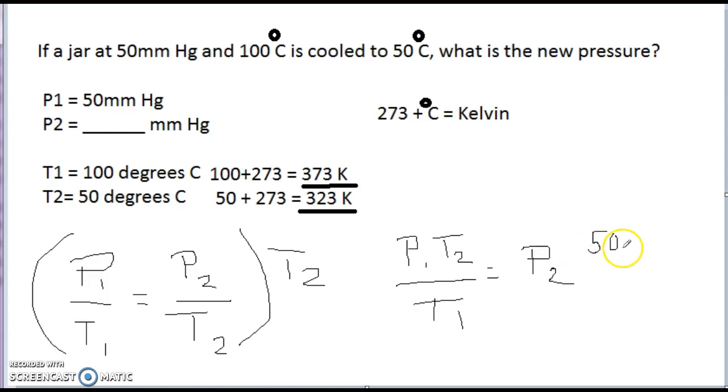And so I'm going to put in my numbers. I have 50 millimeters of mercury, times my T2, which is 323 Kelvin, and I'm going to divide that by my original temperature, which was 373 Kelvin. Now I see that my Kelvins cancel off, so that's good. I'm only left with millimeters of mercury, so I set up my problem correctly.